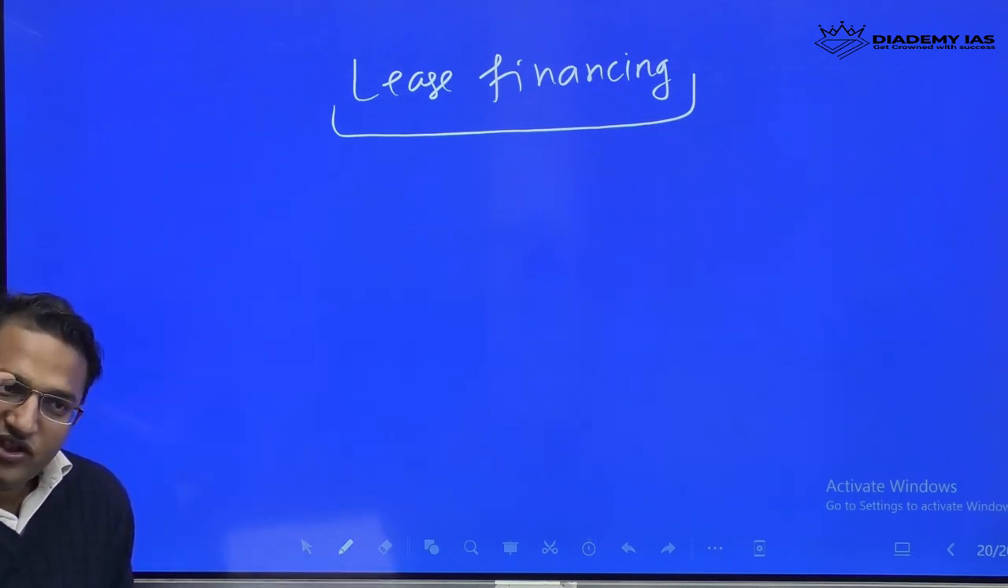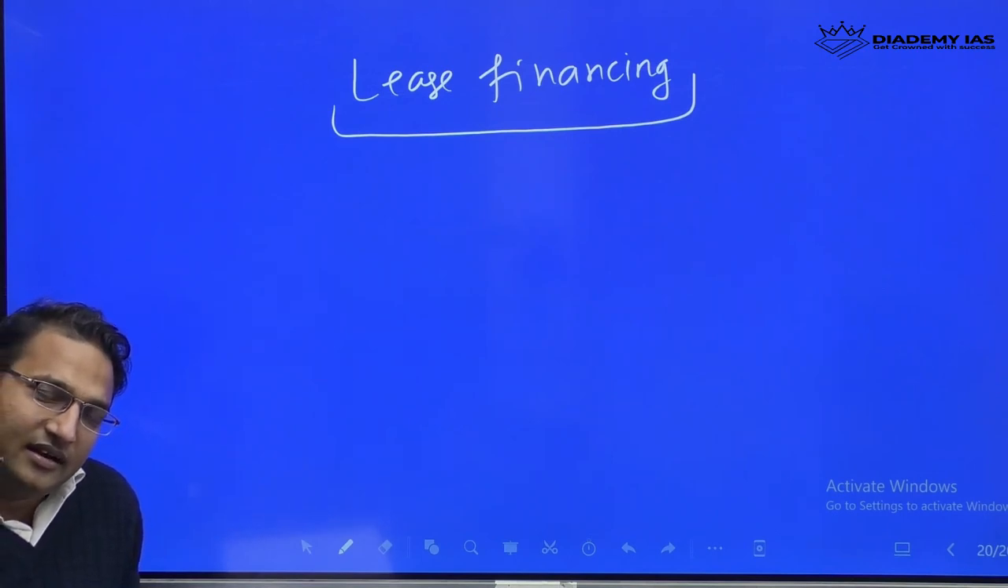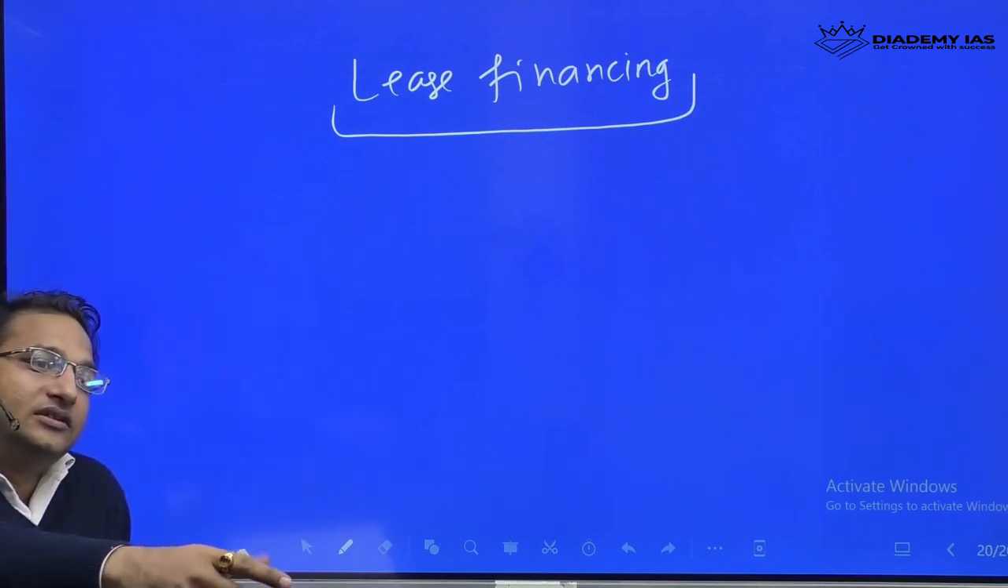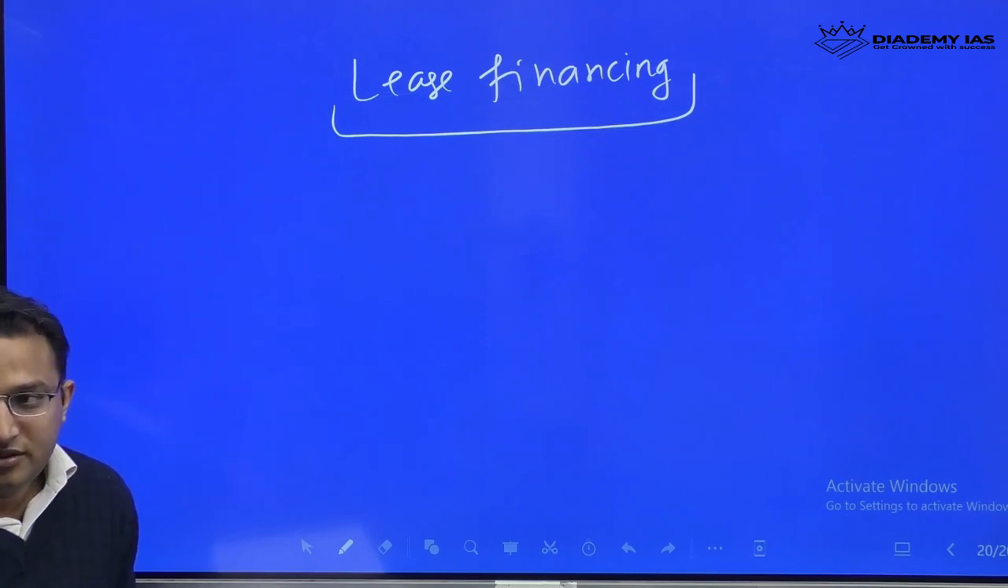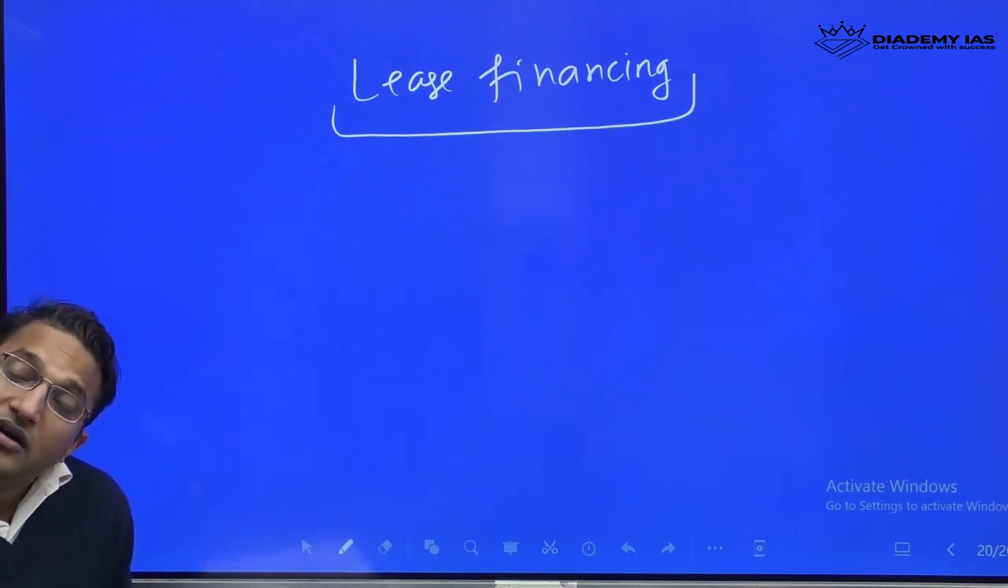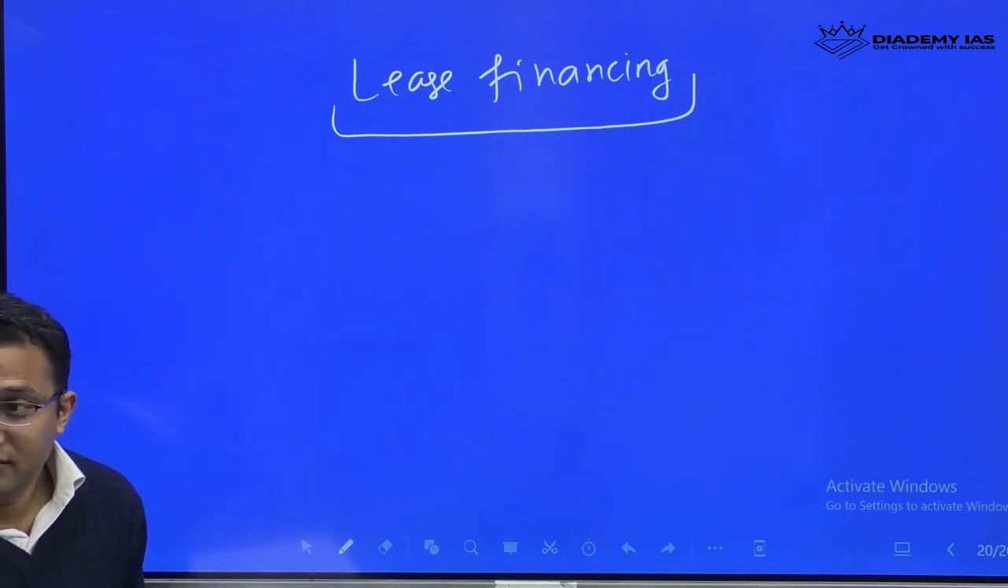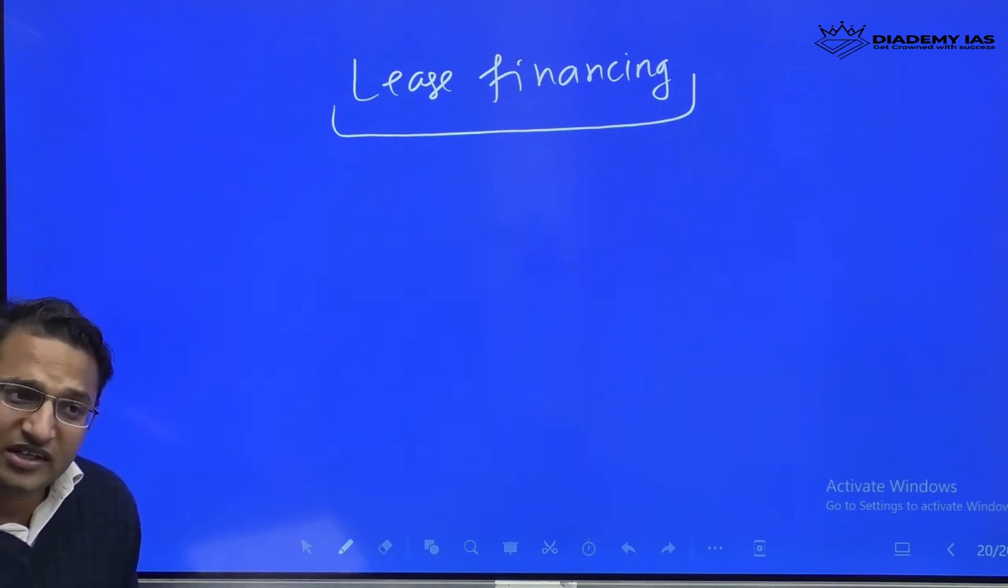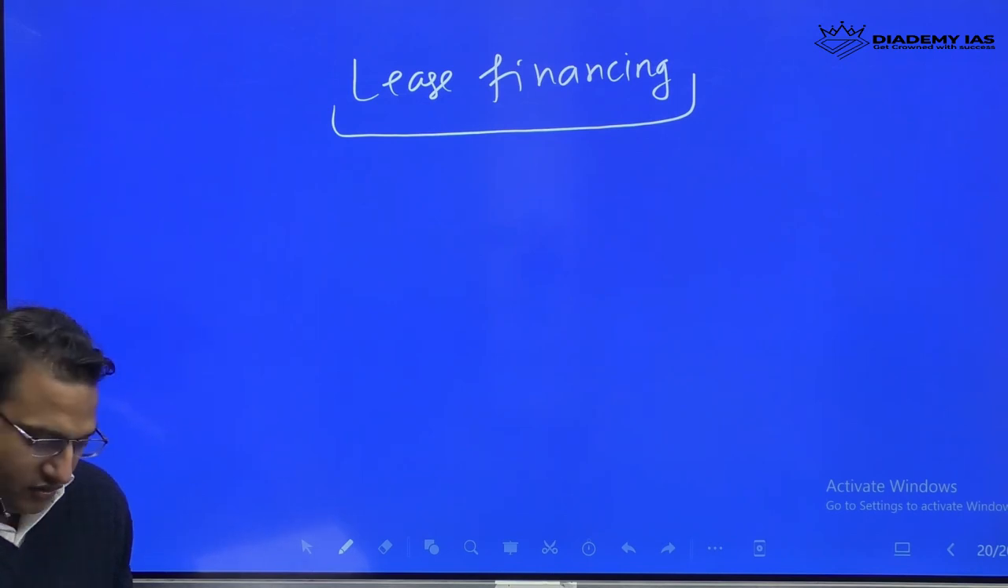Are you getting? First, the lessee has sold to a lessor. Now it is taking the lease back. But this taking the lease back can again be of two types. Either it can be operating or financing. Either at the end of the period ownership will shift or will not shift. Okay.